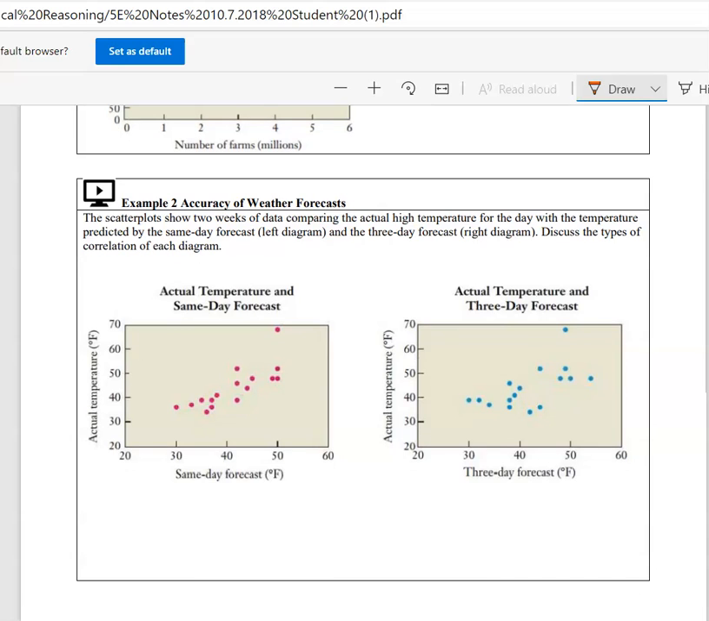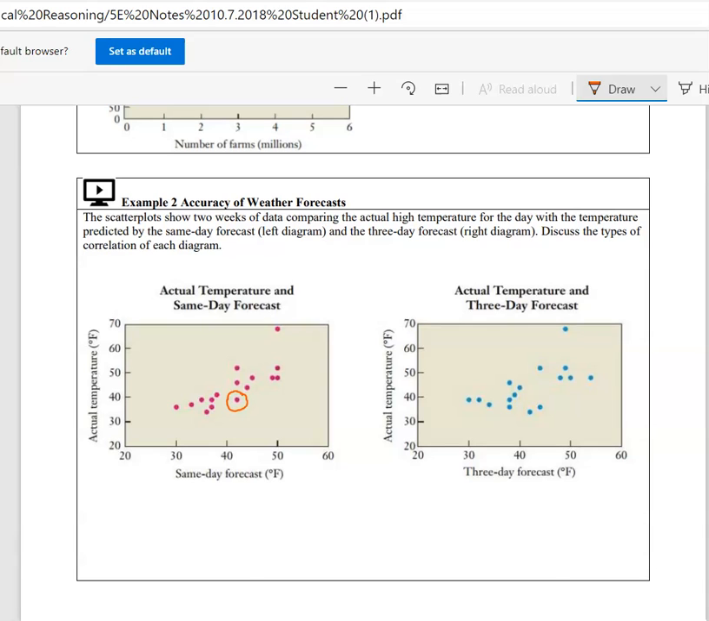Scatter plots show two weeks of data comparing the actual high temperature for the day with the temperature predicted by the same day forecast, and the 3-day forecast is on the right. So what do we know about this? Let's just pick a point. Let's say this one. Okay, so this point is at around 43, and if I go straight over, we're around 39. So this is the same day forecast. They said it was going to be 43, but in all actuality, it ended up being 39. Okay, that's just one point.